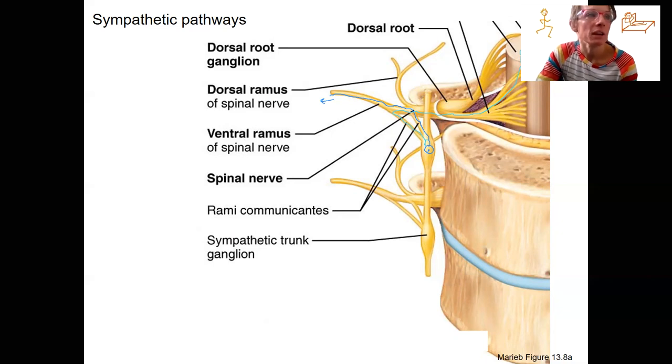So one last thing we can add to this is, in my key terms, if you remember, white communicans and gray communicans. What might those refer to? Well, they might refer to myelinated or non-myelinated axons. You might remember that this preganglionic neuron is myelinated. So we have myelin on this one here. There's no myelin on that one there. So this rami communicans right here, with the myelinated neuron inside, is going to be our white communicans.